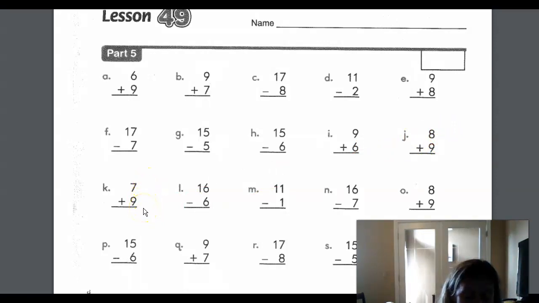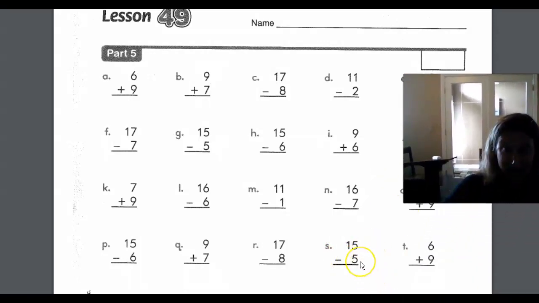7 plus 9, 16. 16 minus 6, 10. 11 minus 1, 10. 16 minus 7, 9. 8 plus 9, 17. Now we're going down to P. 15 minus 6, 9. 9 plus 7, 16. 17 minus 8, 9. 15 minus 5, 10. And 6 plus 9, 15.